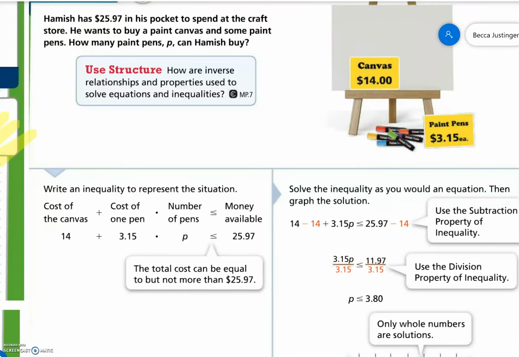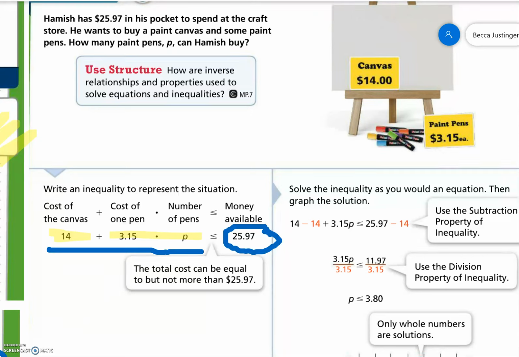Well, he only wants to buy 1 canvas, so that's why we have the $14, the cost of the canvas. And then we don't know how many pens he's going to buy, but we know that the cost of 1 pen is $3.15. That's why we are multiplying it by P. And we know that the total amount of money he's going to spend on the canvas and the pens needs to be less than or equal to the amount of money he has. So in this lesson we're going to solve for the variable, just like we learned in the last 2 lessons, but we're going to put the 2 steps together to solve two-step inequalities.